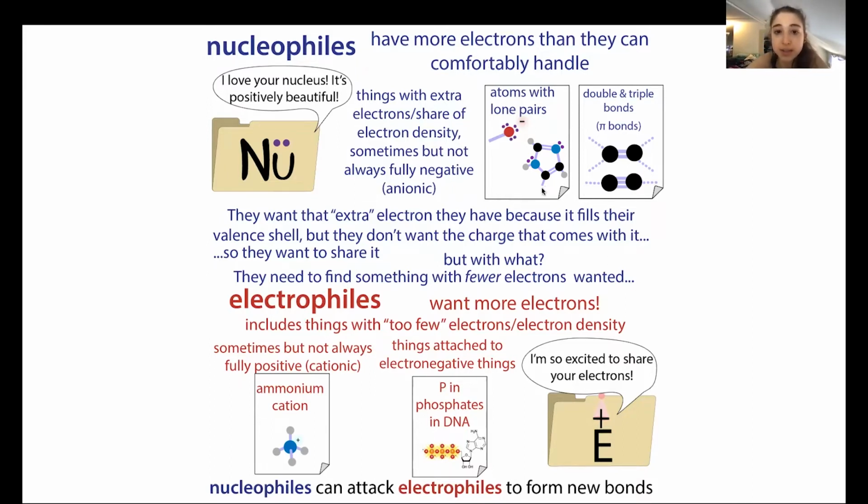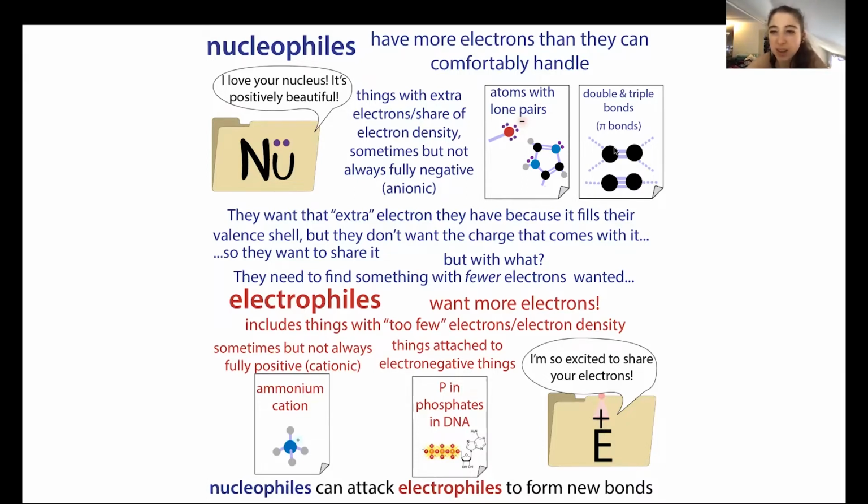So another place that you'll find a strong nucleophile is in histidine, one of the amino acids we'll talk about, in the side chain. You can also find them in double and triple bonds, where you have all of these electrons. You have this concentration of electrons, and these can form in these pi bonds.